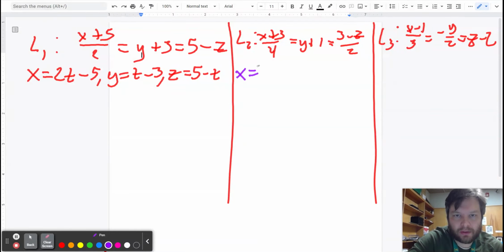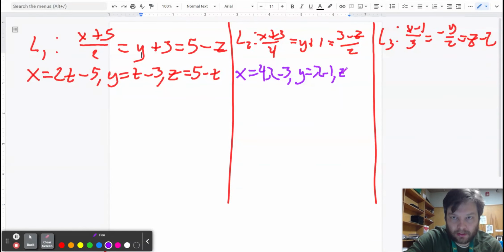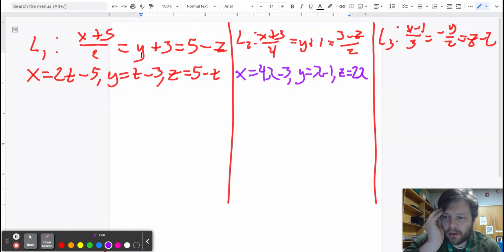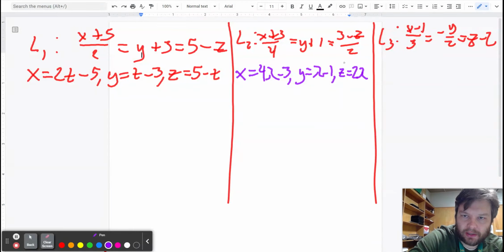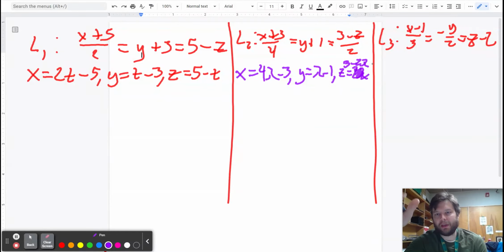So x equals 4 lambda minus 3, y equals lambda minus 1, z equals... 2 lambda, oh, the dang negative, how does that work? So 2 lambda equals 3 minus z, so z is 3 minus 2 lambda. Because if you multiply by 2, add z, subtract 2 lambda.